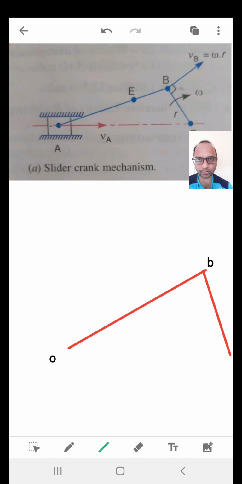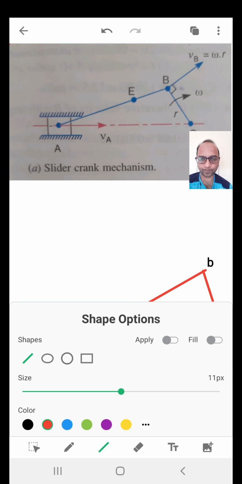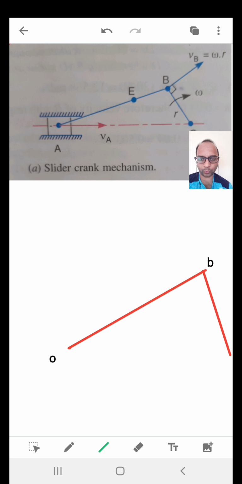Then, on the AB link, we come towards the slider. The slider slides along a fixed path, so it is a horizontal line path. So I draw a line parallel to the horizontal line from point O, which intersects at point A.